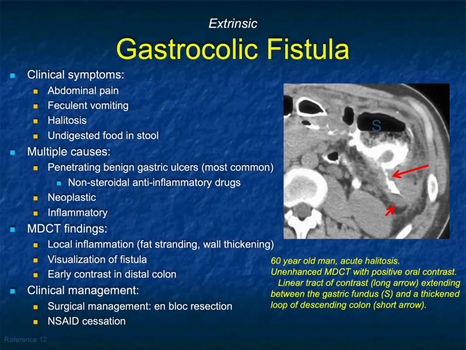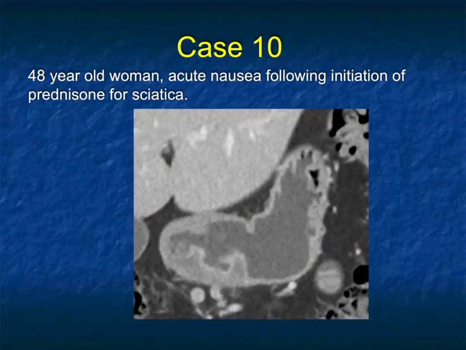You can see the fistula, again, positive contrast works nicely, and of course the early contrast going into the patient's colon. Surgical management will depend on the cause, but typically these patients will go to surgery. It's rare to manage these patients conservatively because you're not going to be able to solve anything. Here's another case. Patient with nausea following initiation of prednisone for sciatica.